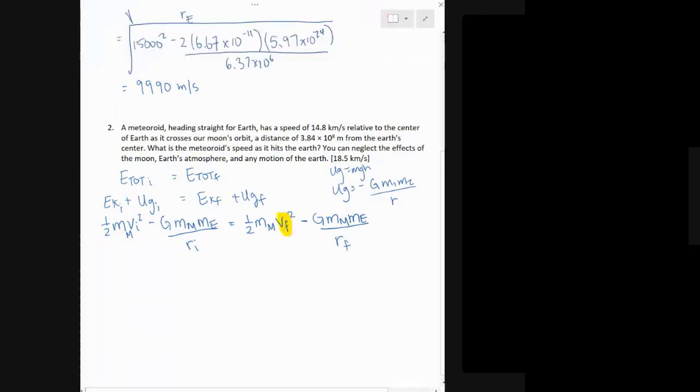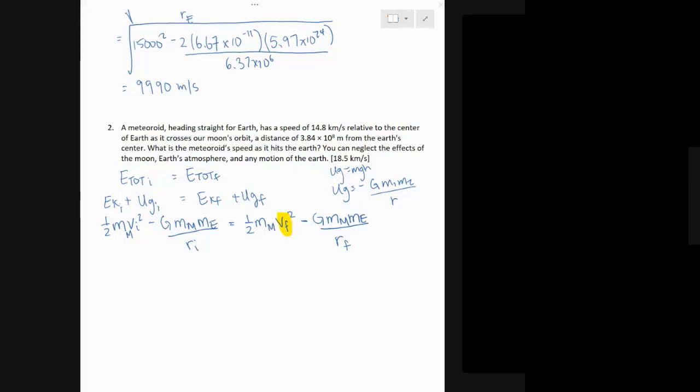So let's just make sure we know what everything is. V initial is the initial velocity of the meteoroid. We just need to change it to meters per second rather than kilometers per second. What about R initial? What's the R initial going to be? Yeah, the radius of the Earth. So initially, is the meteoroid at the surface of the Earth? What should the initial R be?